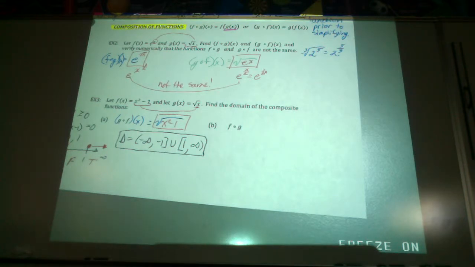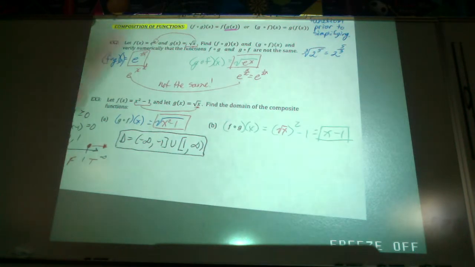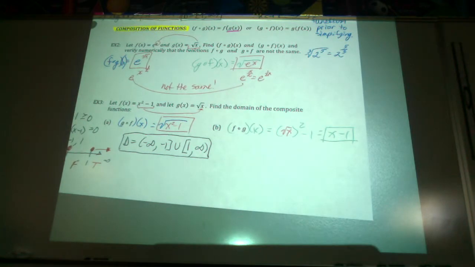All right, so what is the composite function? Do we all agree that it's x minus 1? What's the domain? Is it all real numbers, or what did you say? Negative 1 what? To positive infinity? No, 1. No, but you're close.